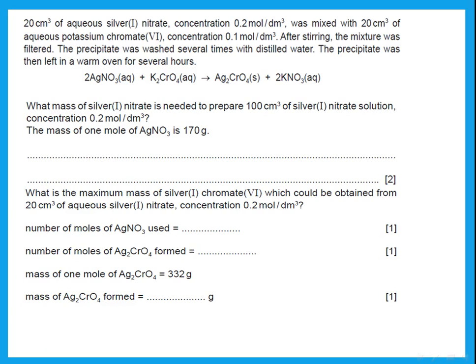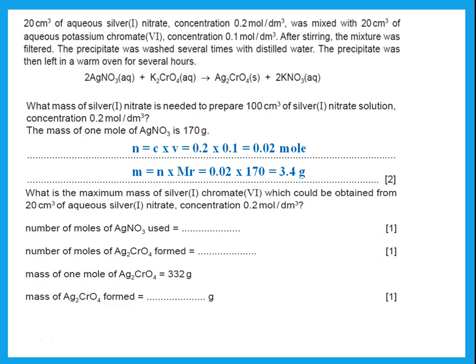So if I have 100 cm³ of silver nitrate with this concentration, what would be the mass? In order to get mass, I need to get number of moles. So get the number of moles first of this solution. Number of moles is concentration times volume. Concentration is 0.2 and the volume divided by 1000 is 0.1, and that means I have 0.02 mole. Now he wants mass. How do I get mass? Mass is number of moles times the MR, and he already gives me the MR, so I don't need to waste time and calculate it, and that means the mass I need is 3.4 grams.